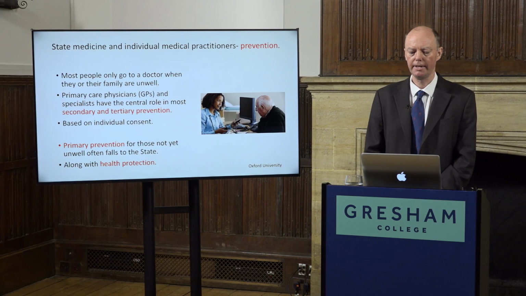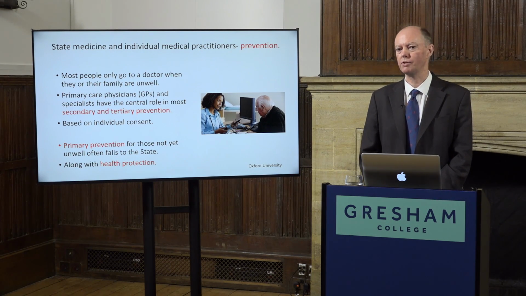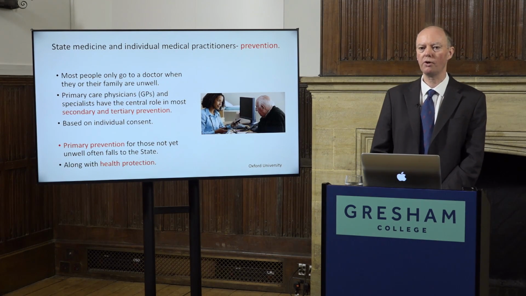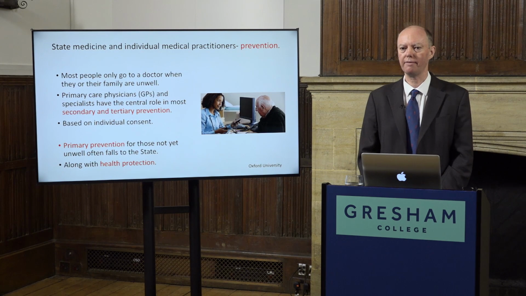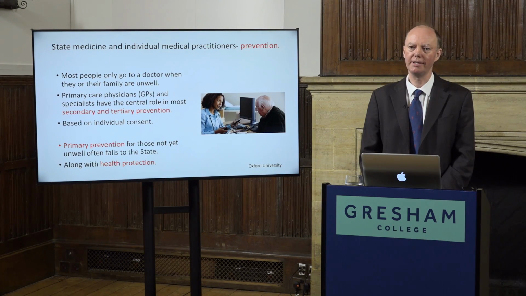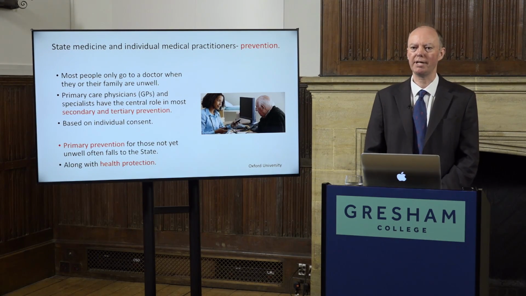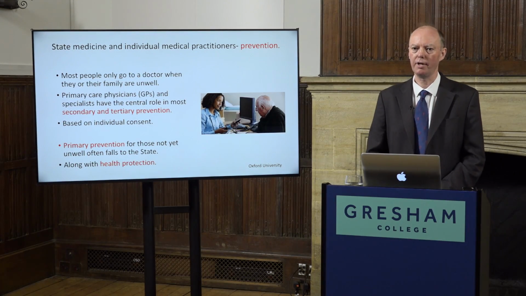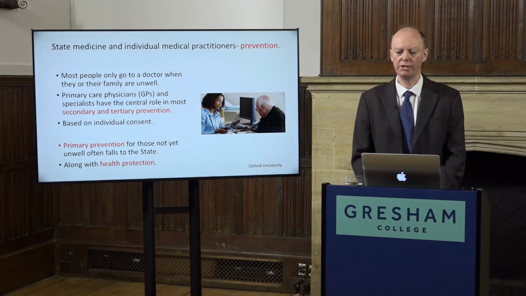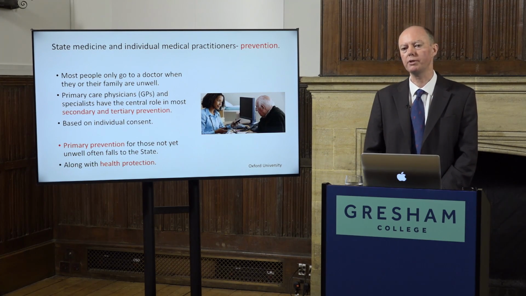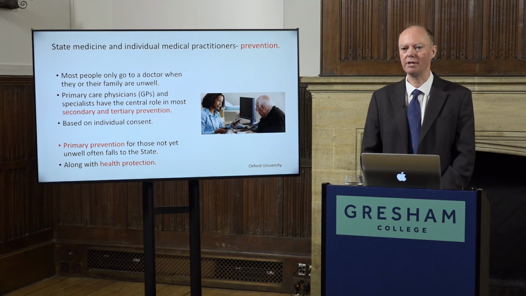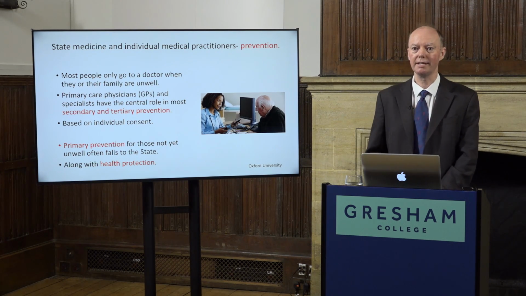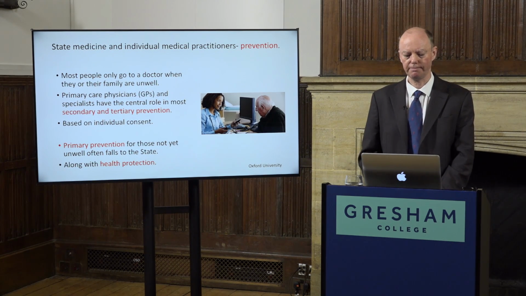Primary prevention, which happens within the overall society, for those not yet unwell, it's very difficult to have the same kind of discussion. And this kind of prevention, which happens for the whole population, generally falls to the state. It may have medical practitioners within it, but this generally falls to the state, along with what's called health protection, which is largely to do with preventing people getting significant infectious diseases, particularly in epidemics.